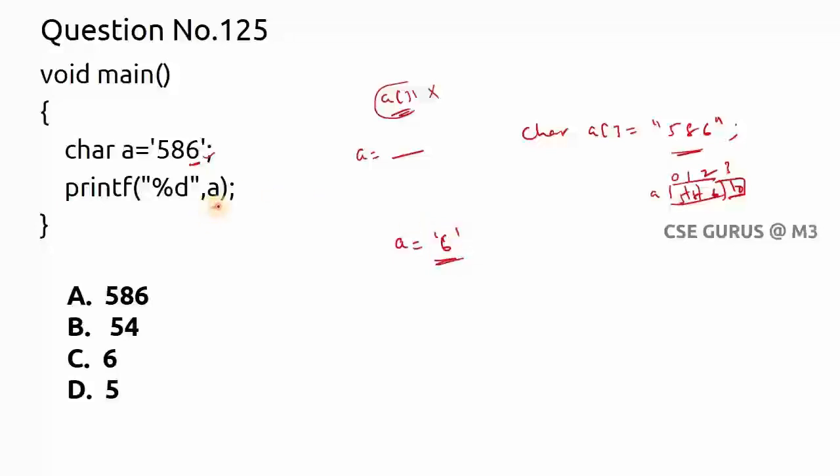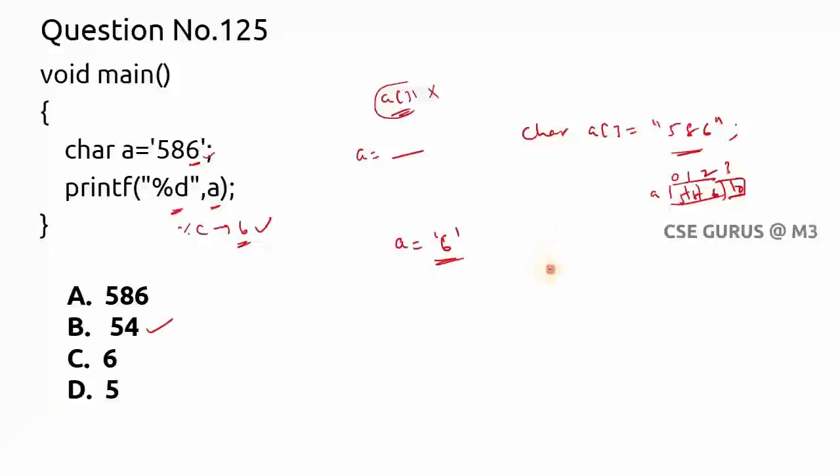Now I want to print it. So what am I printing? Is it percent C? No. If I print percent C, it will print 6. But I am printing percent D. That means 6 as a character. What is the integer value? It's the ASCII value. So what is the ASCII value of 6? Which is 54. So the answer is 54.